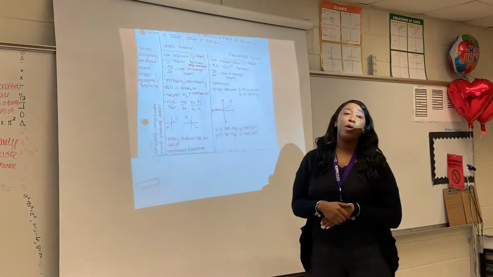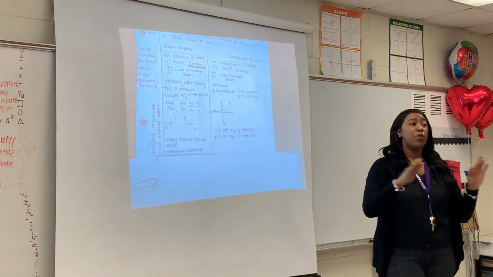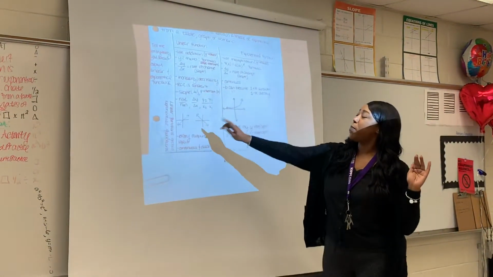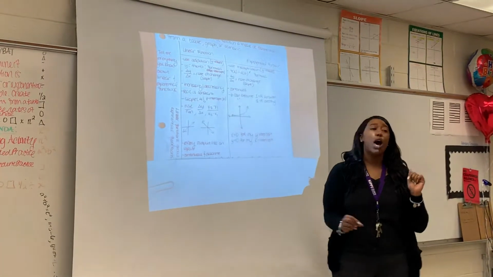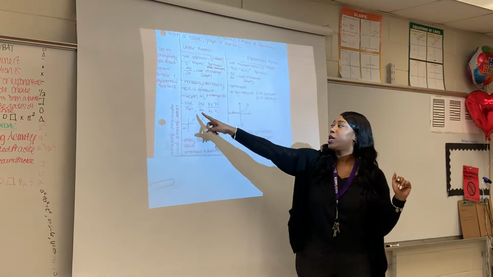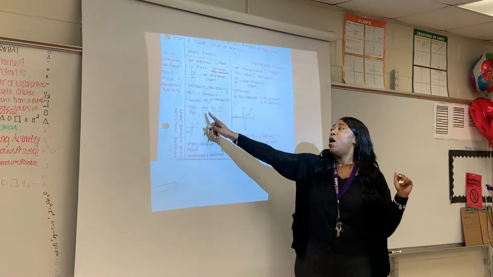We're always increasing or decreasing. The rate of change is constant, meaning it will not change. Our slope is represented by m. Our y-intercept is represented by b. We can also do rise over run when we're looking at a graph. In order to get the rates of change, we use delta y over delta x.